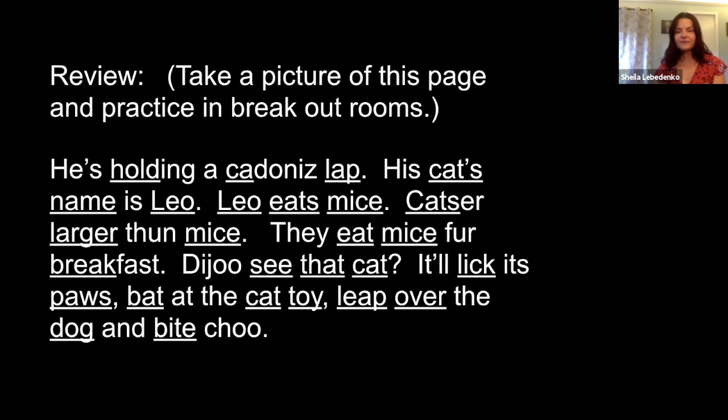You want me to go? Sure. Yes. He's holding a cat on his lap. His cat's name is Leo. Leo eats mice. Cats are larger than mice. They eat mice for breakfast. Did you see that cat? It'll lick its paws, bat at the cat toy, leap over the dog, and bite you. Okay, that was good. Obviously you know what you're doing.